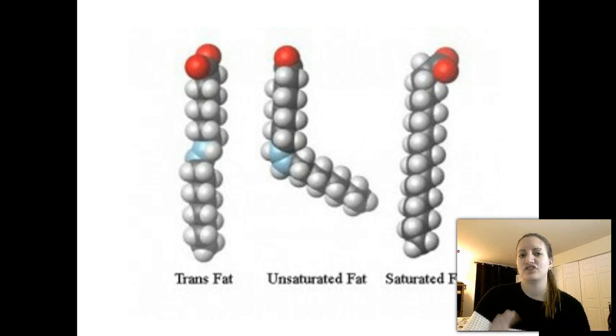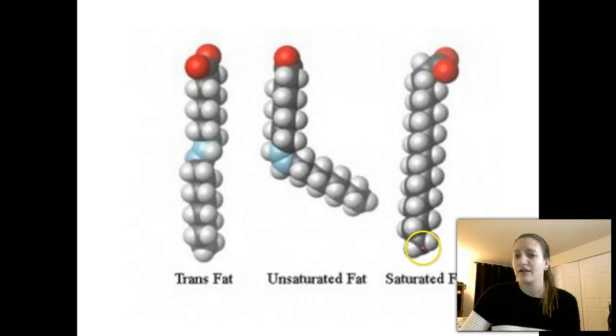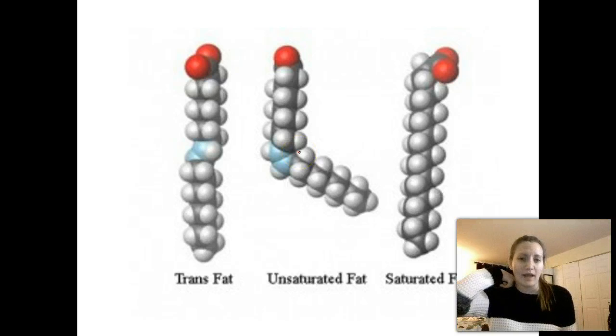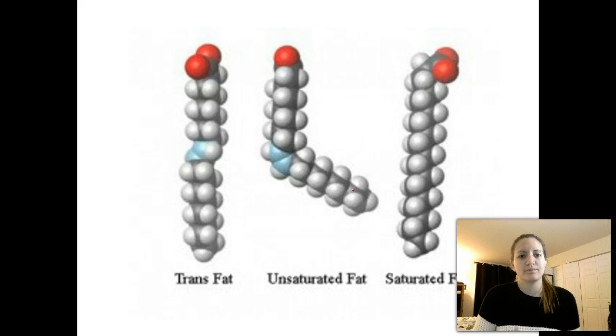So this image is showing all three of those fats. So here's our saturated fats, very nice, linear. You can package them up so you're going to have a nice solid. We have our unsaturated fats that are going to have these kinks in them because they don't have as many hydrogens as possible. They have these double bonds, and these kinks prevent them from being able to package up really tightly. So this is why unsaturated fats are oils.